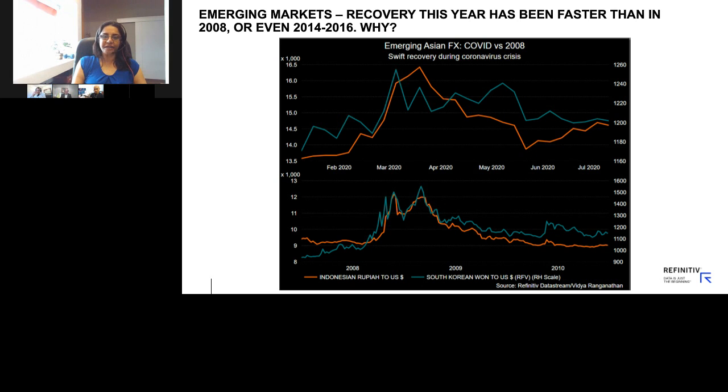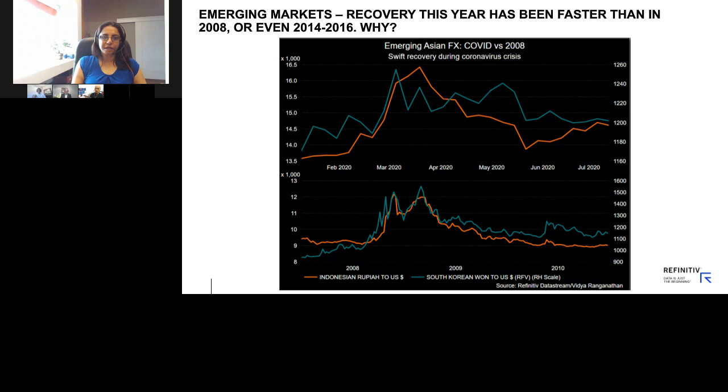The Indonesian rupiah, even swifter. If you look at what happened in 2008, it took them 2 years. It was only by the middle of 2011 that these currencies were back to where they were.